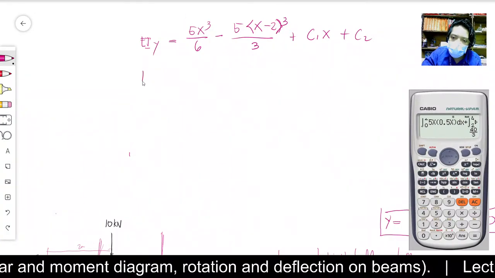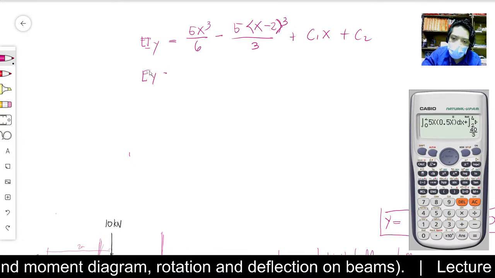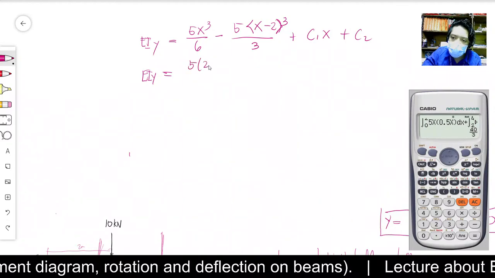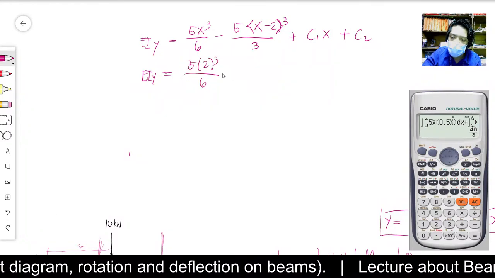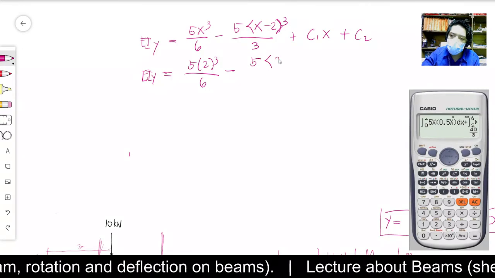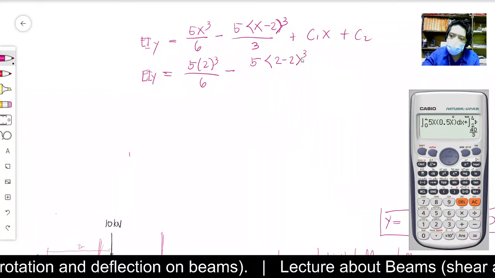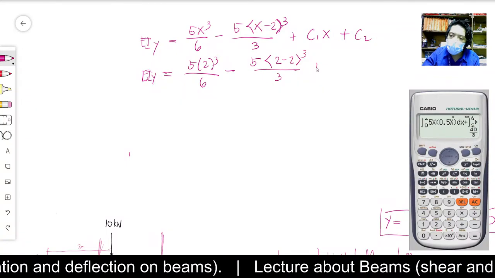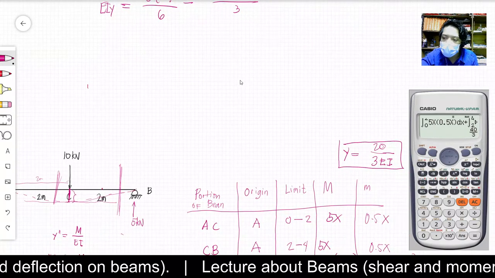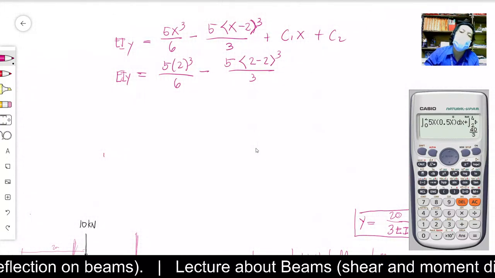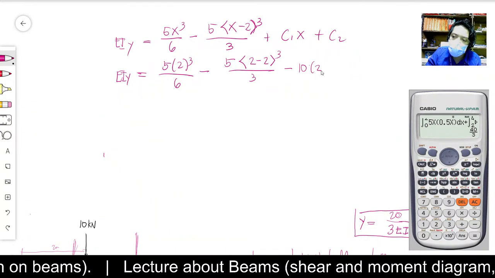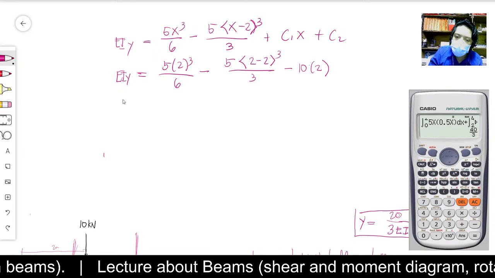Okay, so to solve that, when we substitute this, EIy is equal to 5 times 2 cubed over 6, minus 5 times 2 minus 2 cubed over 3, plus, because the C1 is negative 10, if I'm correct. Negative 10 kasi ang C1 natin kanina. Negative 10 times x is 2. Okay, so solving for the value of EIy.